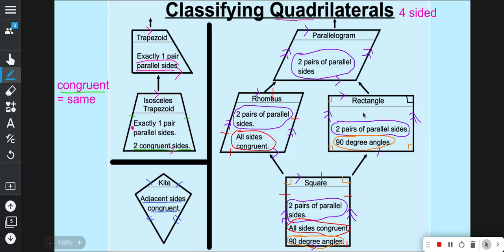So a square can be a rectangle because you see the purple and the orange definition that the rectangle has. A square can be a rhombus because it has the purple and red definition. A rhombus cannot be a rectangle because it does not have the orange definition. A rectangle cannot be a rhombus because it doesn't have the red definition. A parallelogram cannot be a rectangle, rhombus, or square because it's missing the orange and the red definitions.